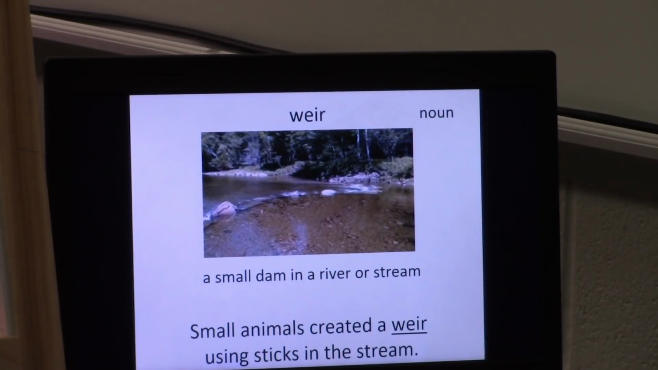The next word is weir. Weir is a noun. A weir is a small dam or barrier in a river or stream. Here is an example of how to use the word. Small animals created a weir using sticks in the stream.